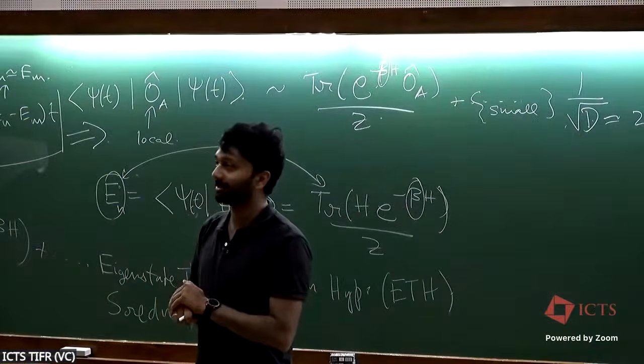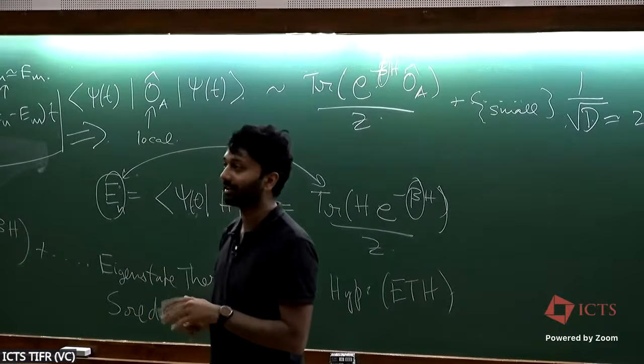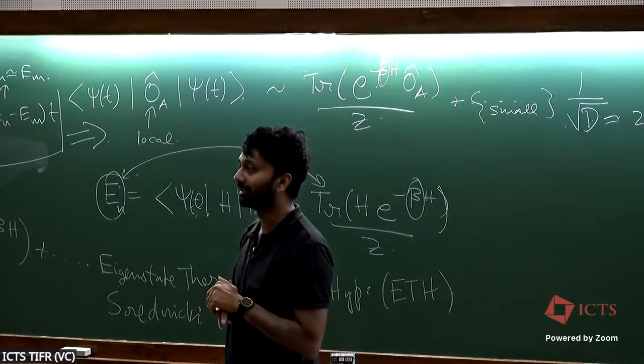Yeah, I think so. There are these discussions of when you can weakly violate ETH while having thermalization, but I think these are very hard to check in practice because it's all numerics. So I don't think any concrete example is known.